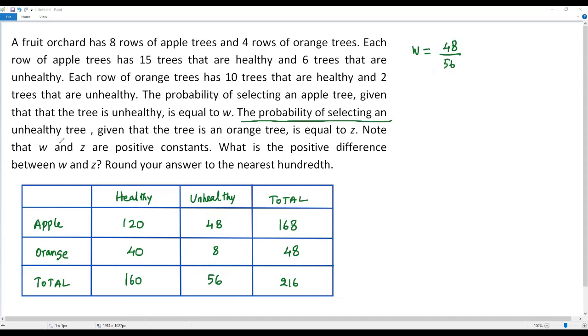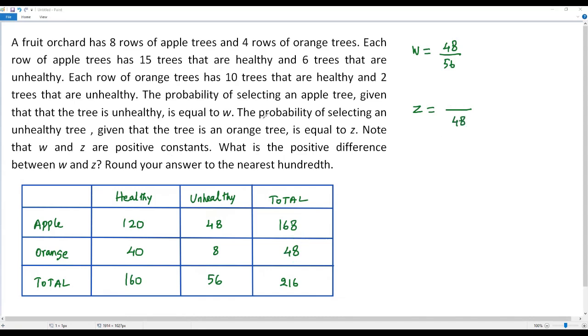The probability of selecting an unhealthy tree given that the tree is an orange tree is equal to Z. Let me write Z over here. And now consider this information. Given that the tree is an orange tree, this is a sample space. Now from the table, we have to get the total number of orange trees. That is 48. Now let me write 48 in the denominator because this is a sample space.